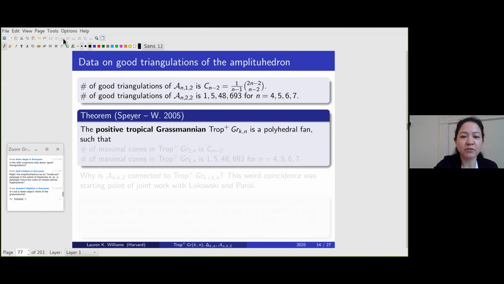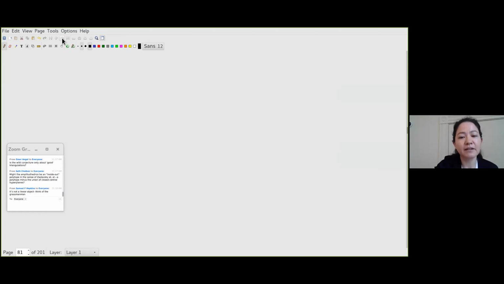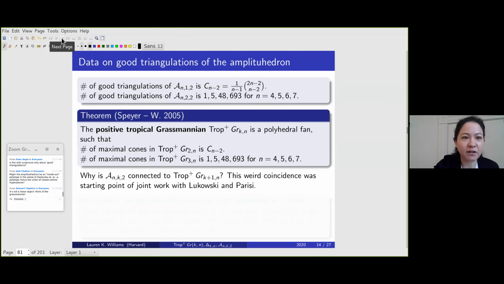So the positive tropical Grassmannian, which I'll define properly in a few slides. So trop plus Gr_{k,n} is a polyhedral fan, and the number of maximal cones in the positive tropical Gr_{2,n} is the Catalan number. And the number of maximal cones for Gr_{3,n} is 1, 5, 48, 693, for n is 4, 5, 6, and 7. So you recover exactly these same numbers. So the question is, why should the m equals 2 amplituhedron be connected to the positive tropical Grassmannian? So this very strange coincidence was the starting point of our joint work.